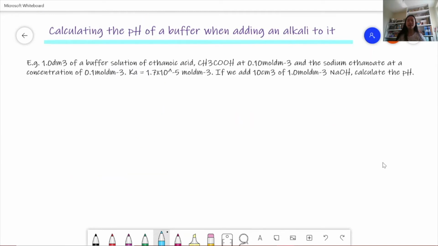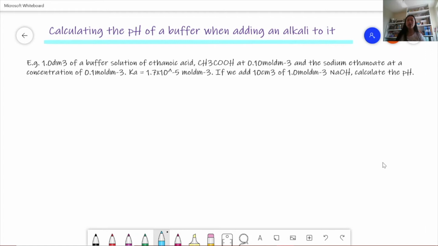So now we're going to look at calculating the pH of a buffer, but this time when an alkali is added to it. So for this example, we have 1 decimeter cubed of a buffer solution of ethanoic acid at 0.1 moles per decimeter cubed and sodium ethanoate at a concentration of 0.1 moles per decimeter cubed. The Ka value is 1.7 times 10 to the minus 5 moles per decimeter cubed. And if we add 10 centimeters cubed of 1 mole per decimeter cubed of sodium hydroxide, calculate the pH.